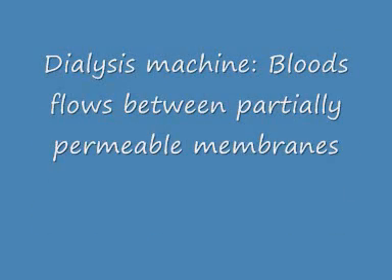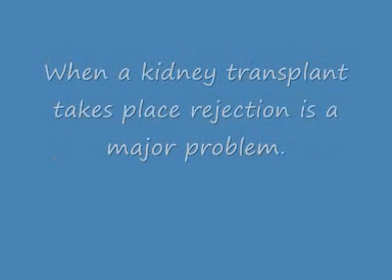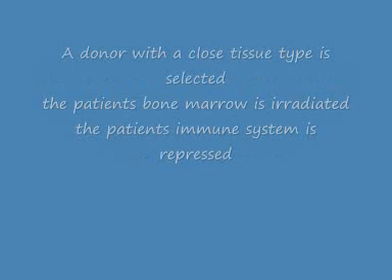The dialysis machine makes blood flow between partially permeable membranes. When a kidney transplant takes place, rejection is a major problem, which is where the body assumes that the replaced kidney is some kind of disease and tries to fight it with its immune system. A donor with close tissue type is selected. The patient's bone marrow is irradiated, and the patient's immune system is repressed to stop it fighting off the new tissue.